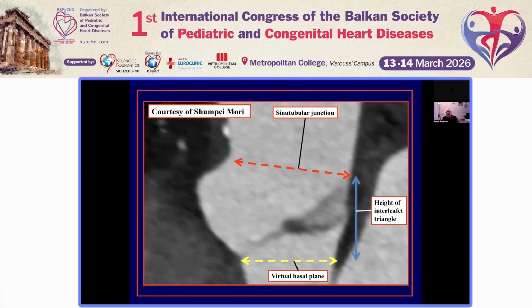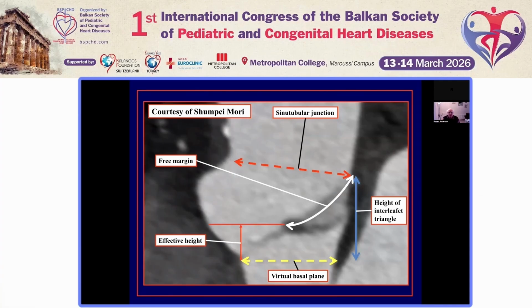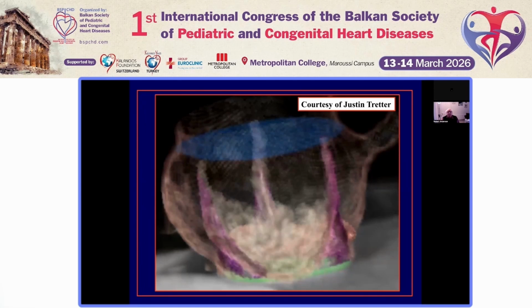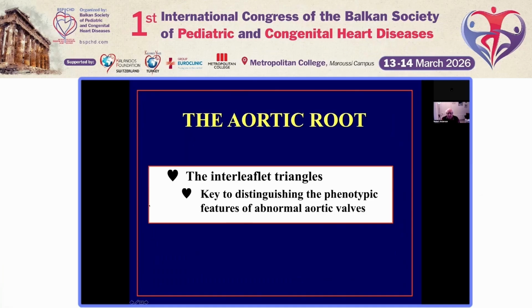Nowadays you can measure height and the interleaflet triangle. You can measure the free margin of each of the leaflets, which tells us the effective height of the valve when it is closed and shows you the length of coaptation between the leaflets. So this nowadays is all important as you work out the function of the normal valve. But don't forget the significance of those interleaflet triangles.